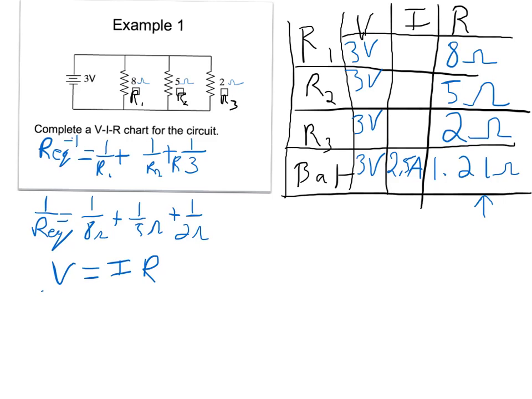Oh, and now I just divide each of the voltages by the resistance. So 3 over 8, I've got 0.4 amps. I'm just rounding here. 3 divided by 5, I've got 0.6 amps. And 3 divided by 2, 1.5 amps. And if I've done that perfectly, those will all add up to my battery amperage, because remember, whatever leaves the battery is eventually going to come back to it, even though it splits across each resistor. And that's my completed VIR chart. Now I can answer any question I want about that circuit.